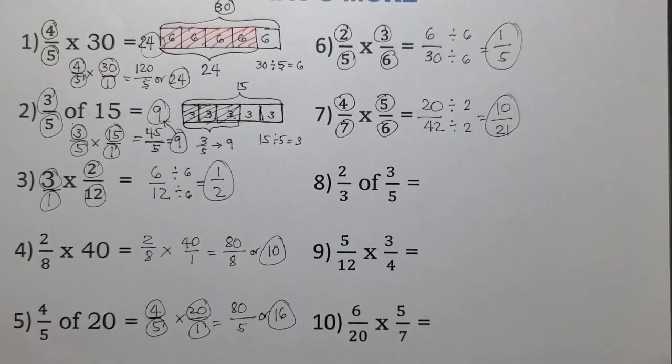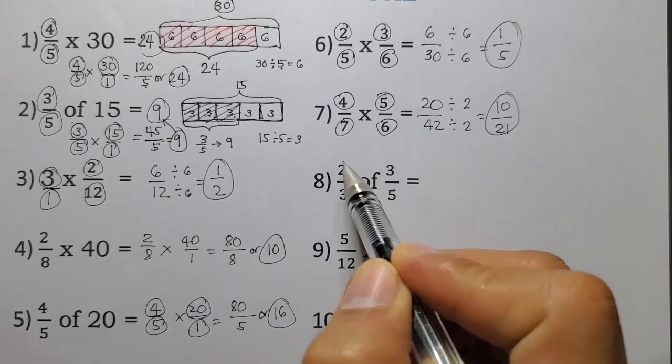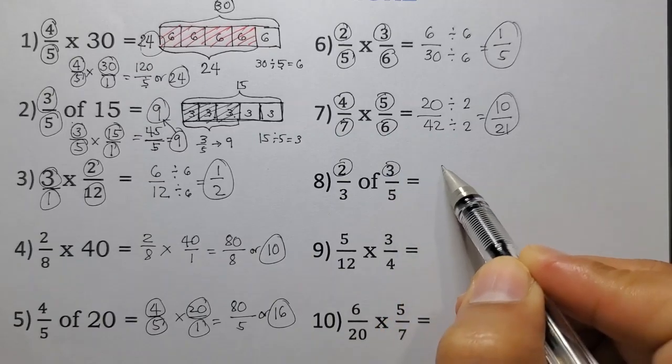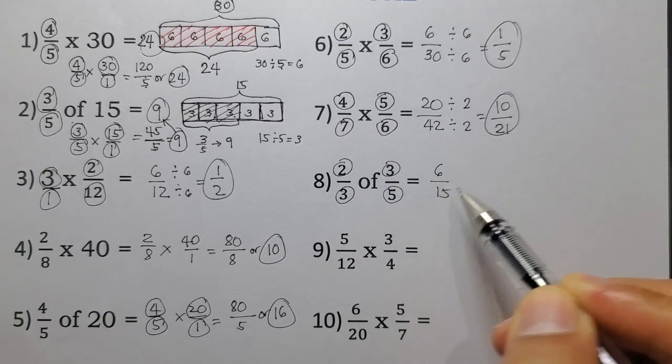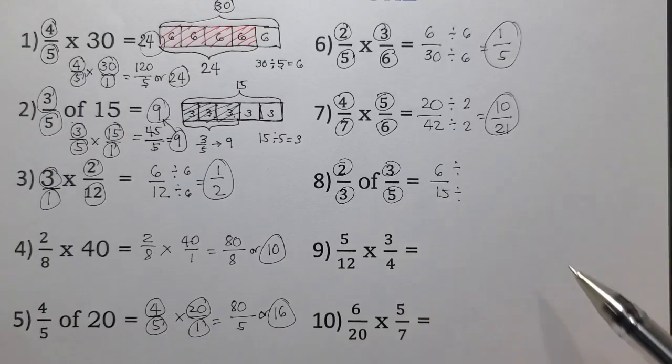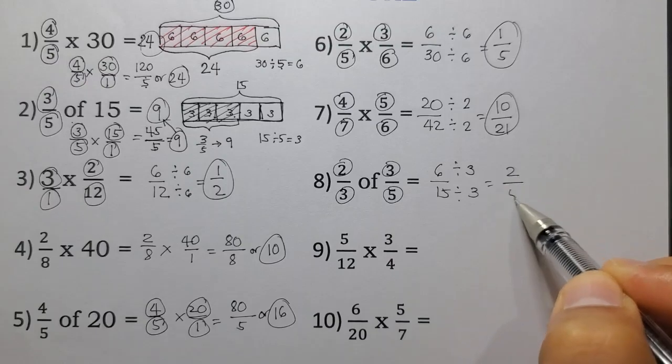Let us now answer your activity. For item number 8, that is 2/3 of 3 fifths. So 2 times 3 is equal to 6. 3 times 5 is equal to 15. However, both numerator and denominator are divisible by 3. Therefore, the final answer is 2/5.